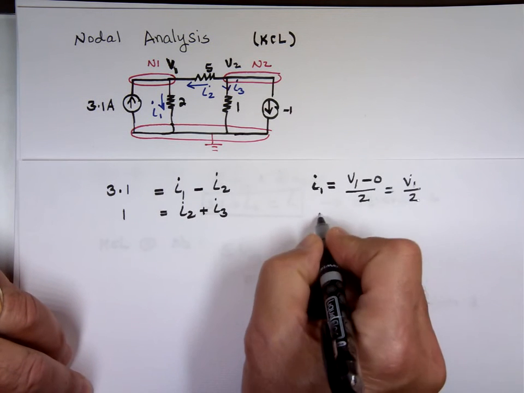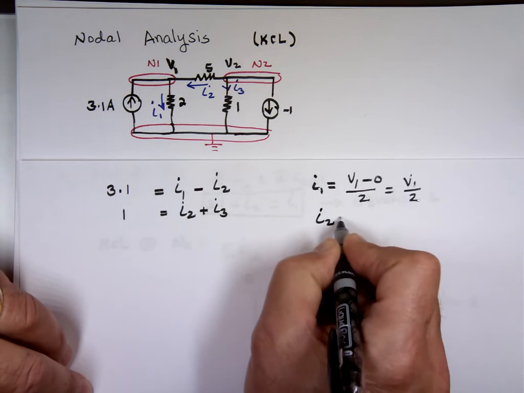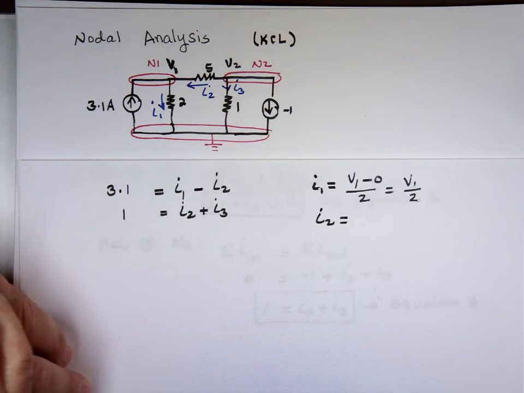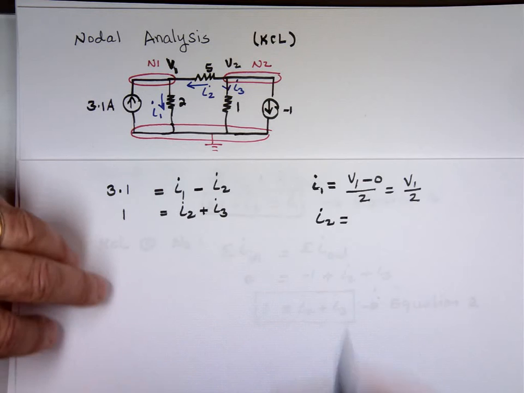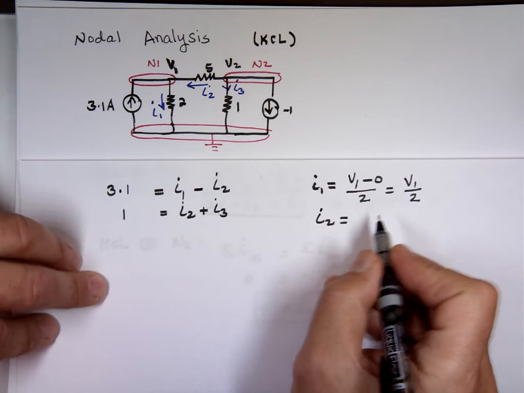I sub 2, which way do we define it going? To the left. Remember, when we say the current is going to the left, that means the right side has higher voltage than the left side, just like water. It goes from high to low. So what is I sub 2 going to be?